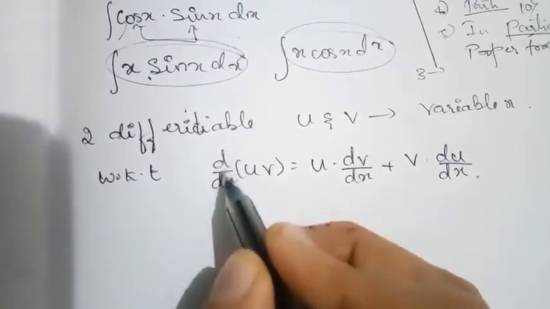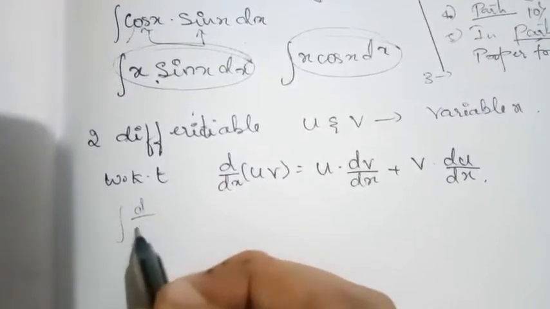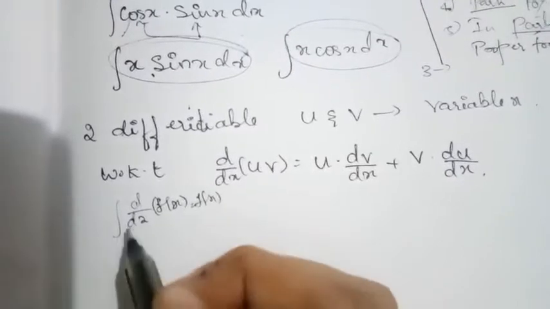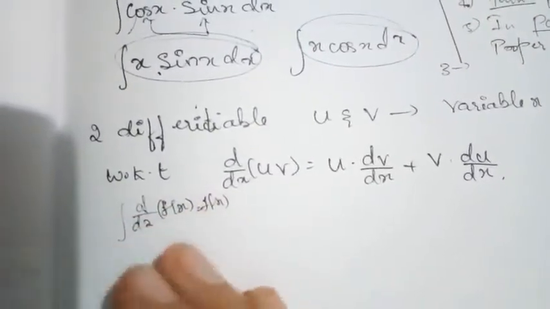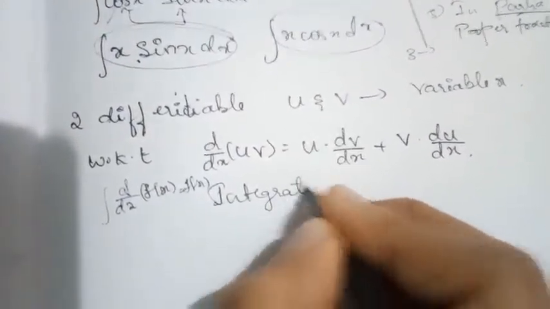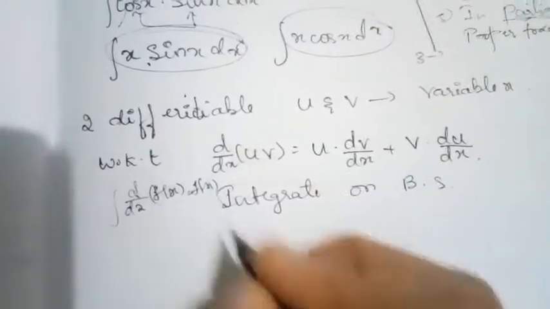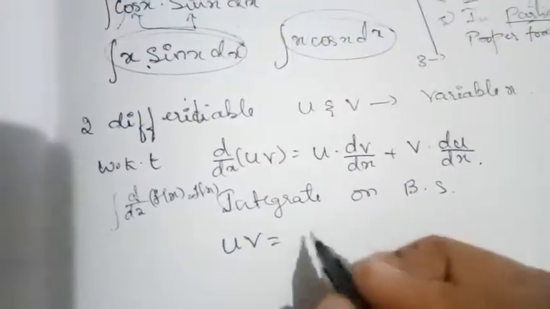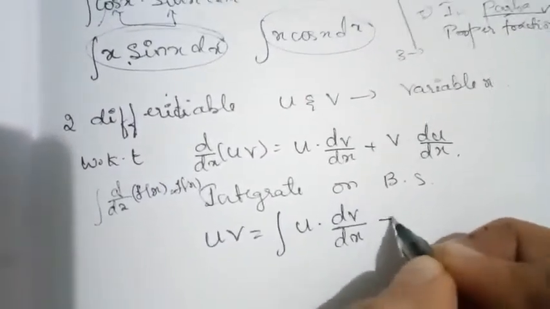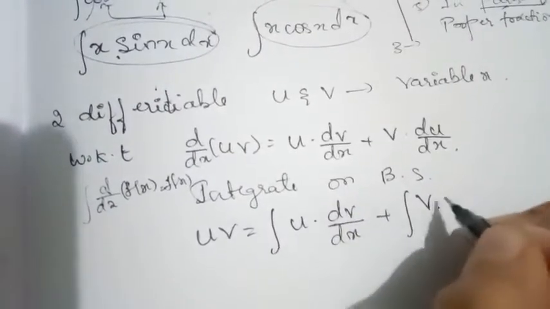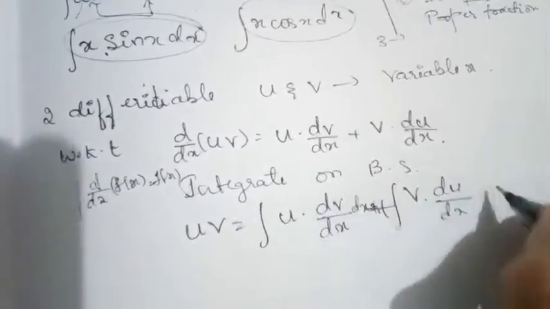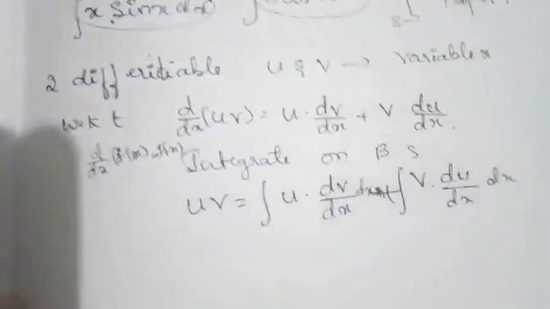Integration and differentiation of any function gives that function itself, because integration and differentiation are reverse processes and cancel out. So if I integrate on both sides, the left side becomes u into v is equal to integration of u into dv by dx plus integration of v into du by dx, integrated with respect to the variable x.